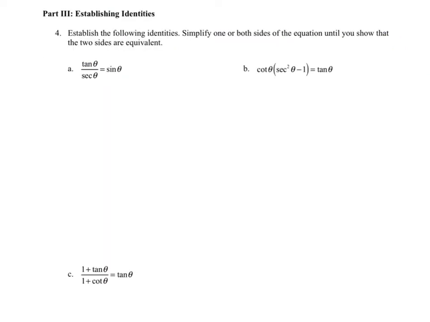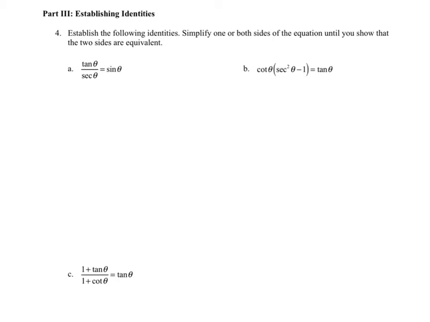Here are a few examples where we are establishing identities, meaning we're manipulating one side to show that it's equivalent to the other. Or we might manipulate both sides to show that the two are equivalent. As long as you end up showing that the two sides of the equation are equivalent, that's fine, but you have to show all the steps. So I'm going to manipulate the more complicated side in part A.